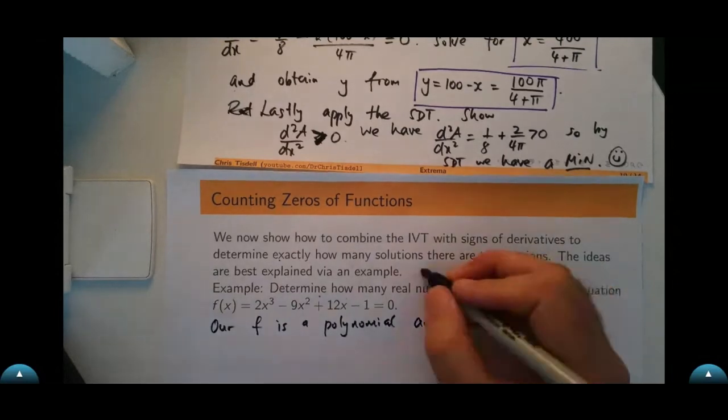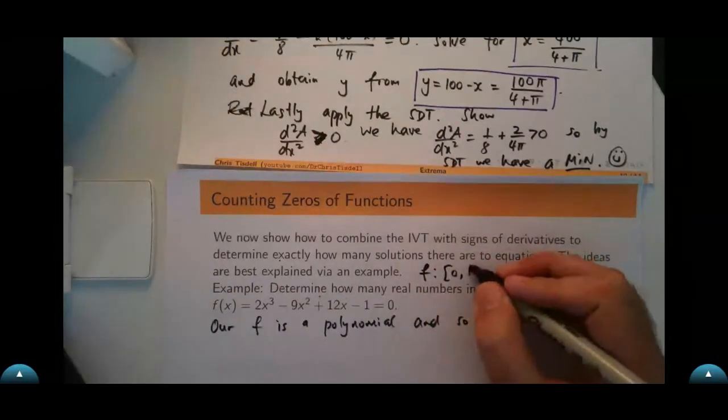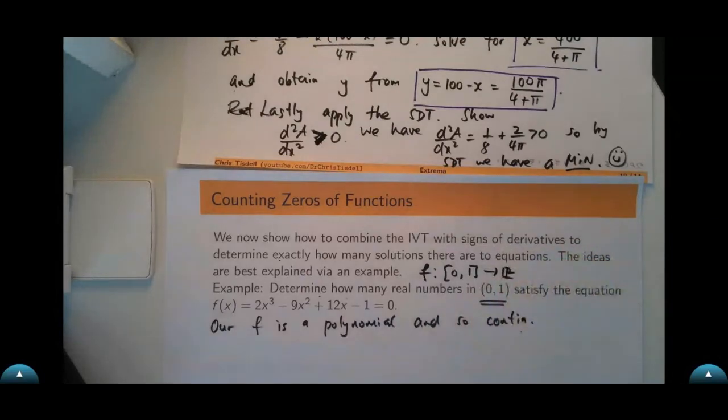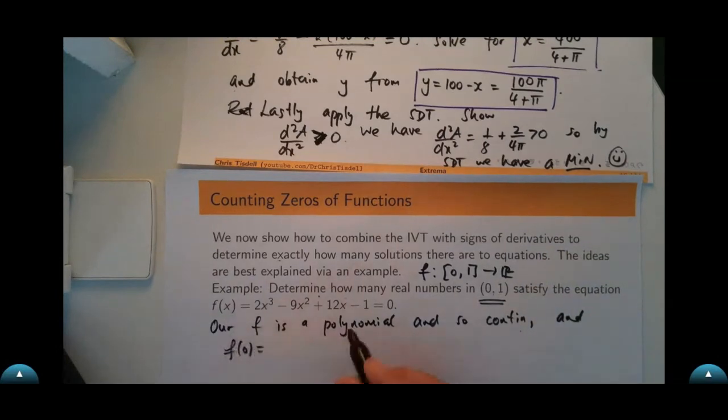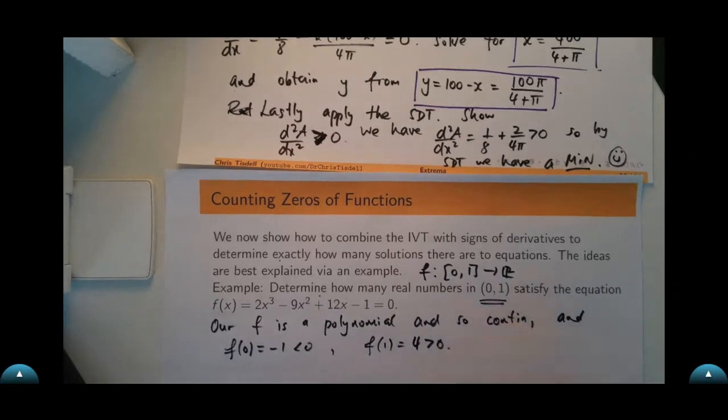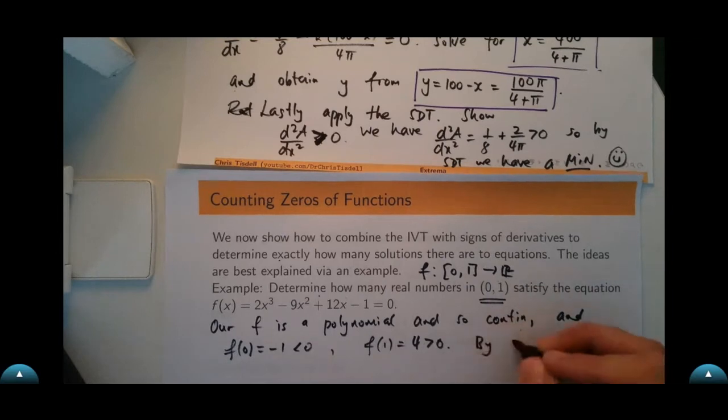A function is a polynomial, so let's assume that it is defined here. It's negative at 0. So if I put in 0 there, it's negative 1. And if I put in 1 here, it's going to be 2 minus 9 plus 12 minus 1. It's going to be 4. So you know it's negative here and positive here.